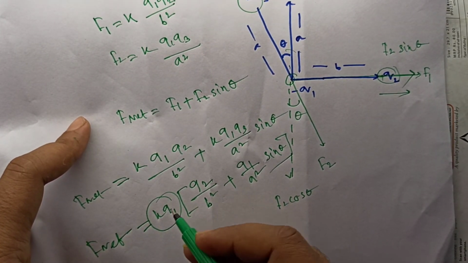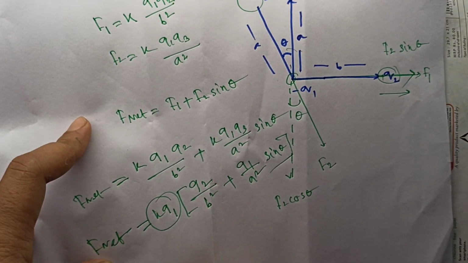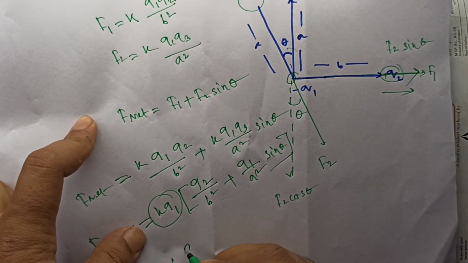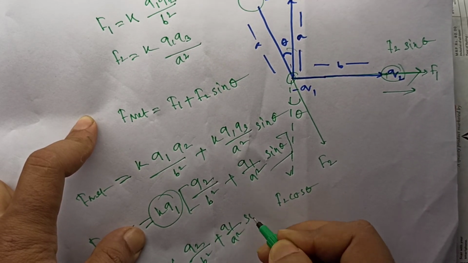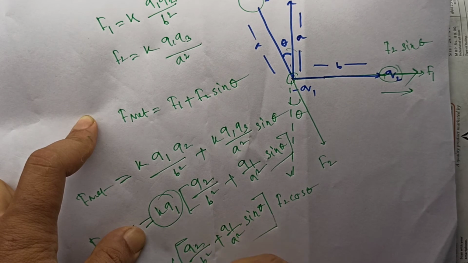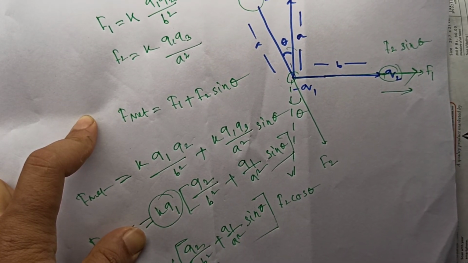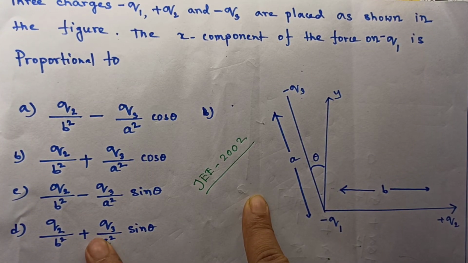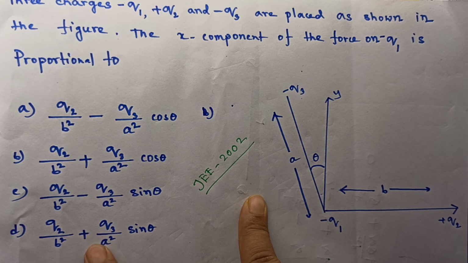Clear? So look, the common part here is Q1, and Q1 is constant. So F net is proportional to Q2 by B square plus Q3 by A square with sin theta. Clear? So which option is correct? Our answer is Q2 by B square plus Q3 by A square into sin theta.